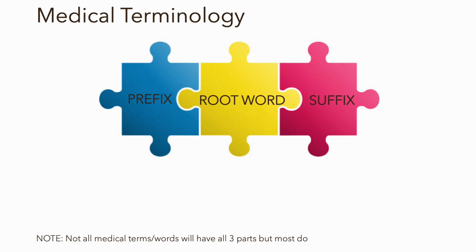Okay, so most medical terms are built from three main parts: the prefix of the word, which is the beginning of the word, the root of the word, the part that gives it the main meaning, and the suffix, which is the ending of the word. While most medical words have these three parts, some of them may not, but for the majority of them, these are the three parts that they include.